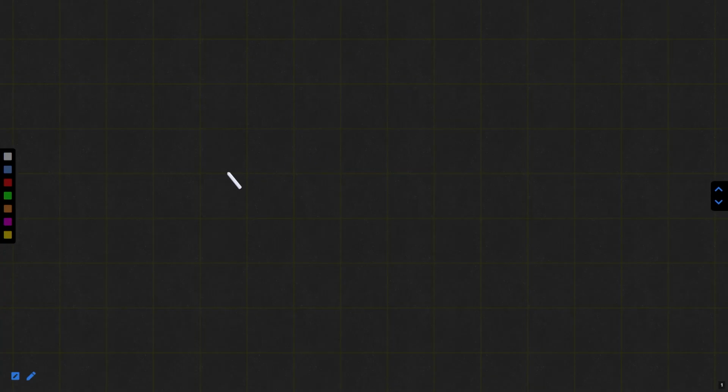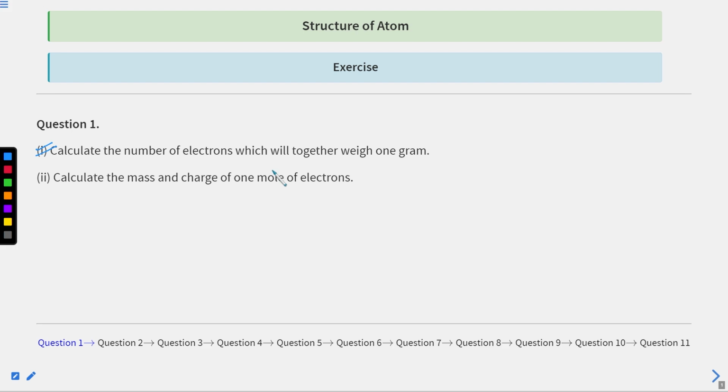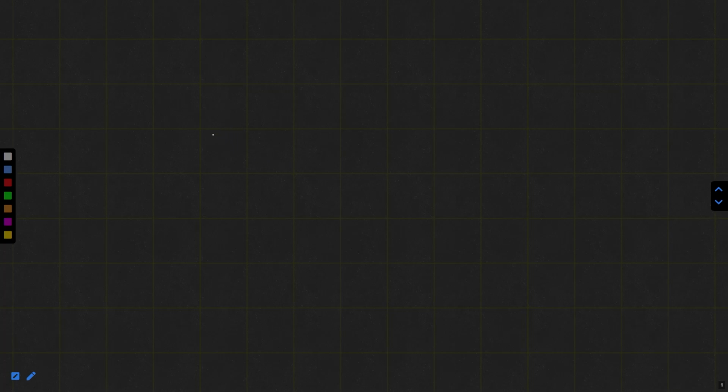So for that we have to look upon the mole concept. So what does the mole concept say? The mole concept says that 1 mole of electrons, we have to calculate the number of electrons in 1 gram. So we know that the mass of 1 electron is 9.1 into 10 to the power minus 31 kg. So this is the mass of 1 electron.